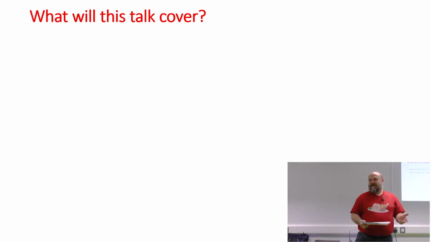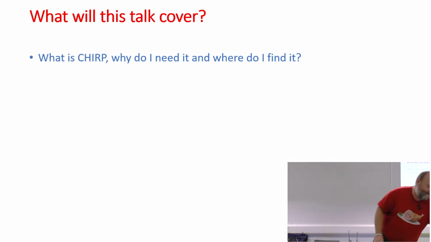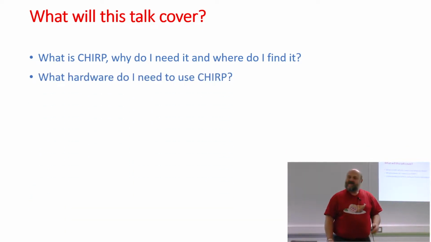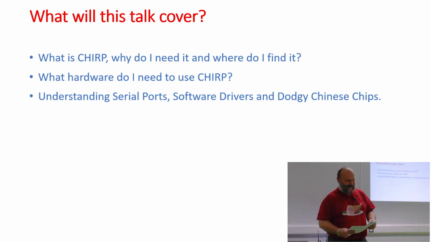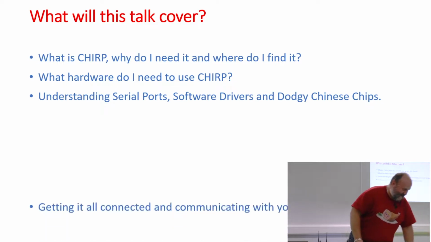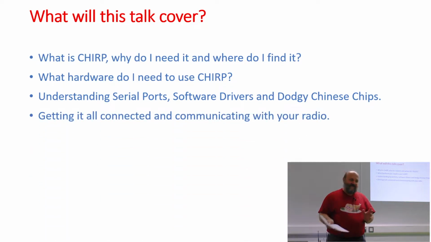So, what will this talk cover? What is CHIRP? Why do I need it? And where do I find it? Where can I get it from? What hardware will I need to use CHIRP? Understanding serial ports, software drivers, and dodgy Chinese chips. That will all become apparent as we go through what that actually means. Getting it all connected and communicating with your radio.